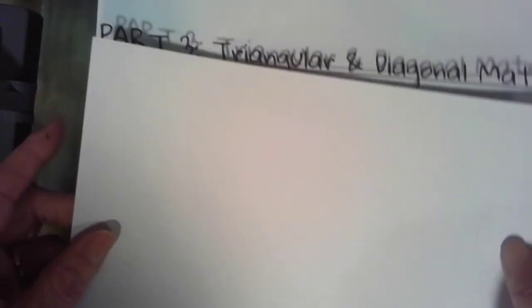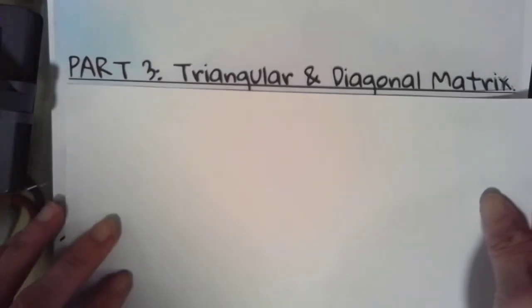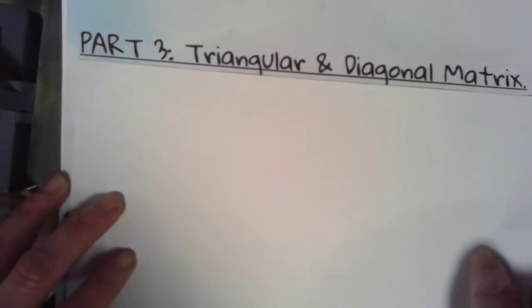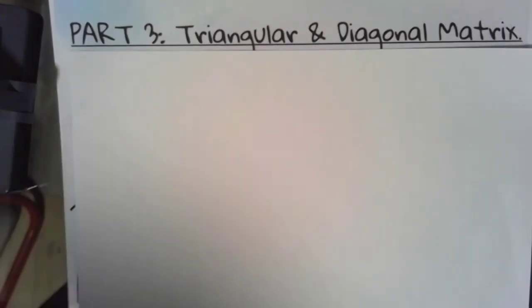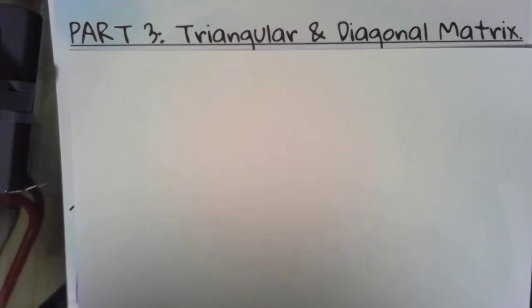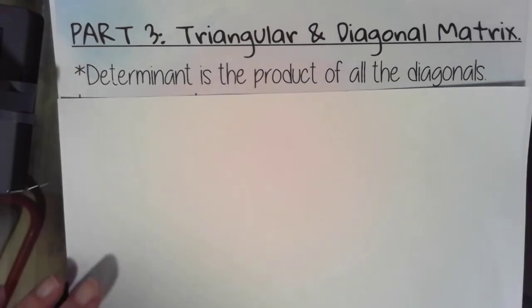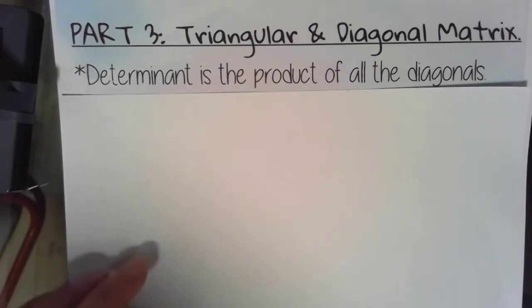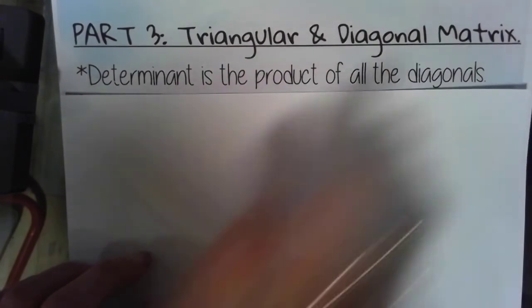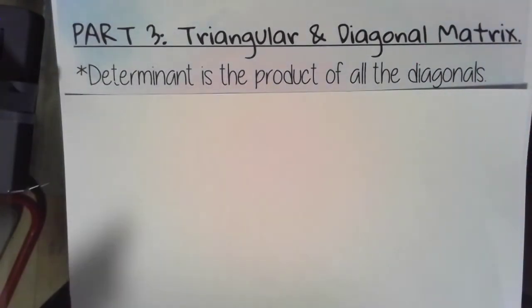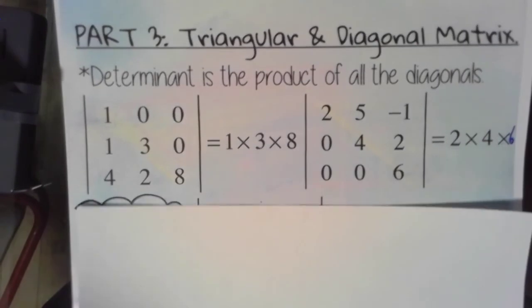Now, before I go, I want to give you guys just a few more things, just some information, okay, about triangular and diagonal matrices. Now, part 3, triangular and diagonal matrices. It's pretty simple, but they're scary looking, so you probably don't want to find determinants by hand, okay? Now, determinant is a product of all the diagonals in a triangular or a diagonal matrix. But you're wondering, what are triangular or diagonal matrices, right?